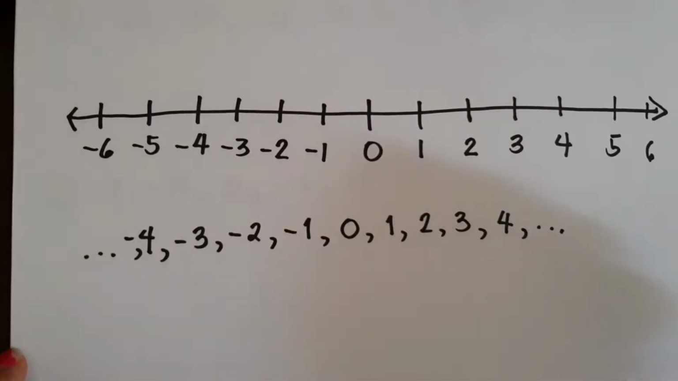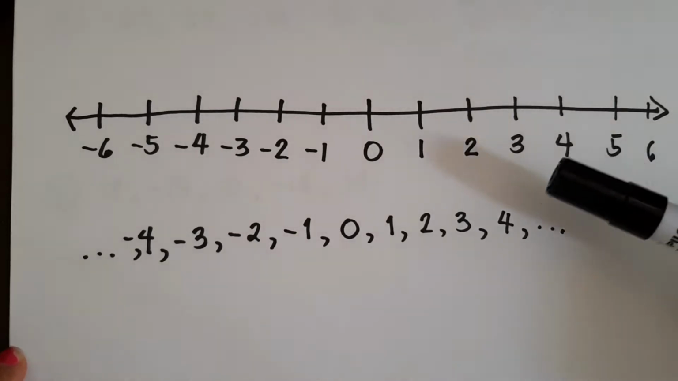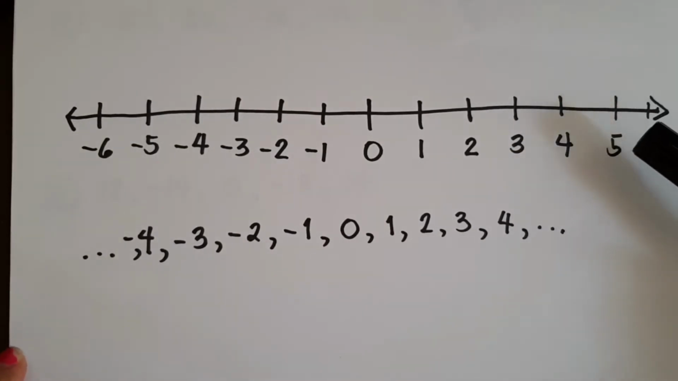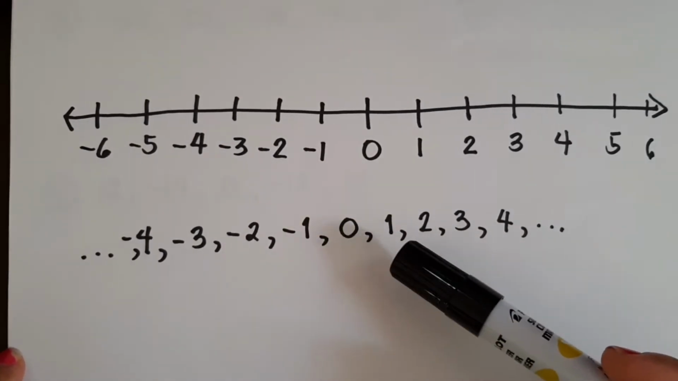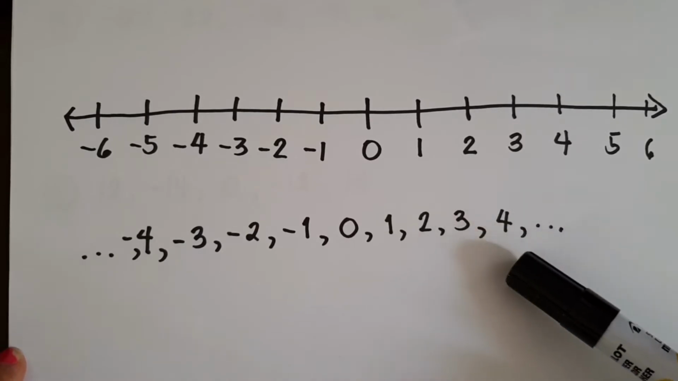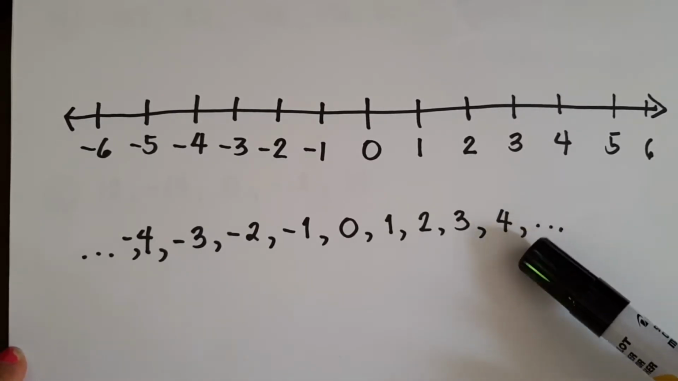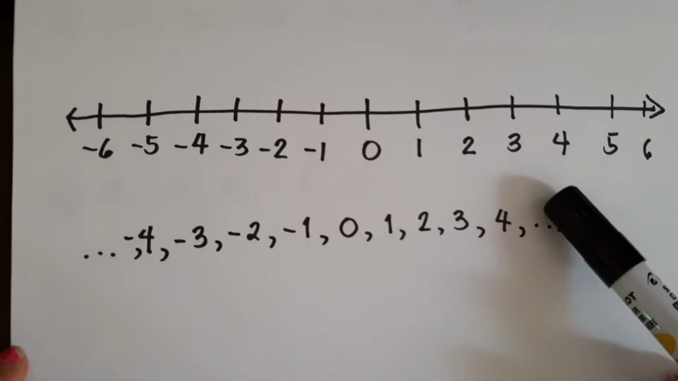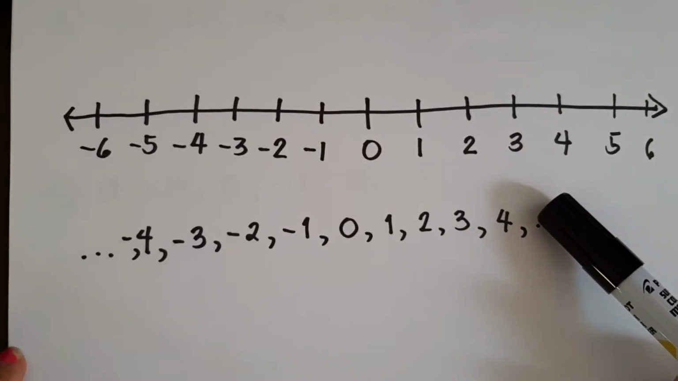Integers are composed of the whole numbers and their opposites. So whole numbers are from 0, positive 1, positive 2, positive 3, positive 4, and so on. And these arrowheads indicate up to infinity. So we have 1, 2, 3, 4, and these 3 dots indicate that the numbers and the line continue indefinitely.